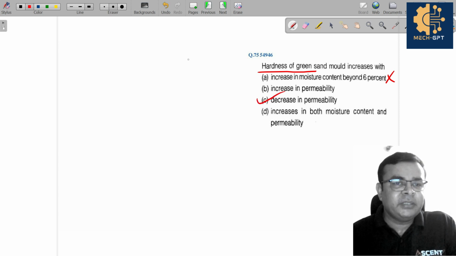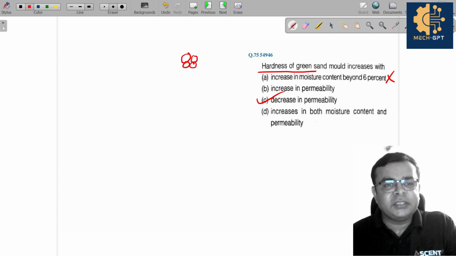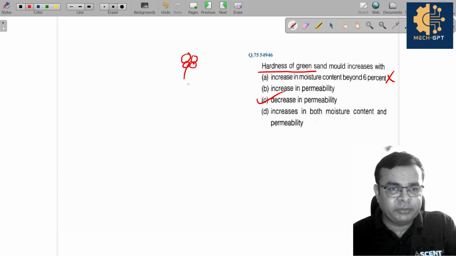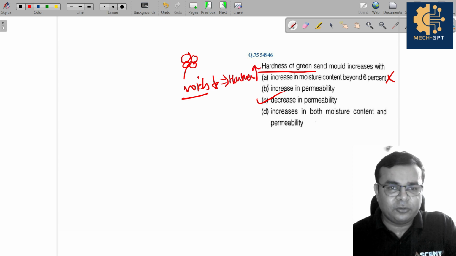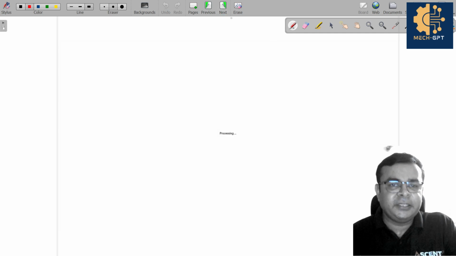Decrease in permeability means decrease in the space between the, let's say if these are the sand particles, then obviously this vacant space is called permeability. Voids. So if you reduce the voids, then obviously the hardness will increase. The hardness will increase. Yes or no? So the correct answer is option C.